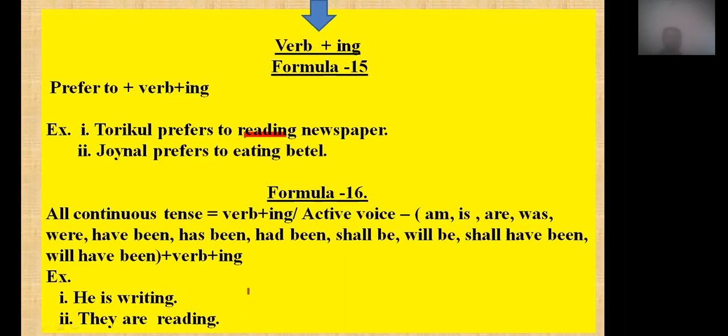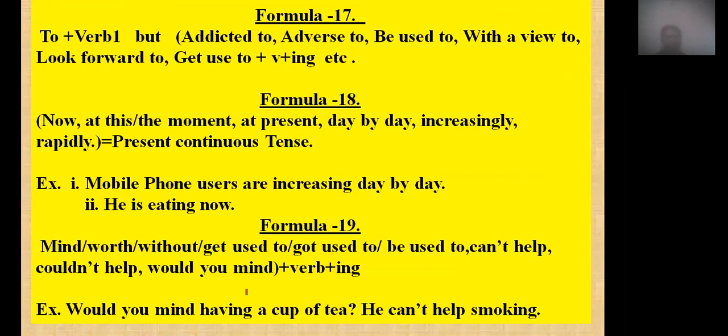They are reading. These are the present continuous or past continuous forms. After to, the verb will always be present. But whenever you see this to used as a prepositional phrase, then the verb form will be in ing form. Suppose addicted to, adverse to, be used to, with a view to, look forward to, get used to. After these prepositional phrases, the verb will be in ing form.